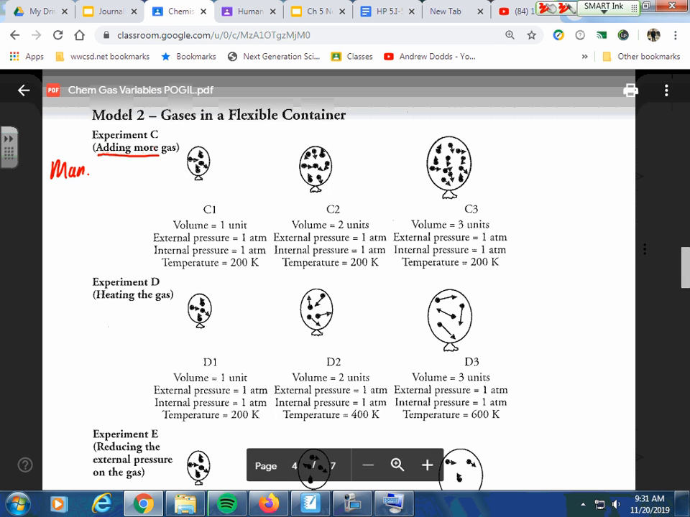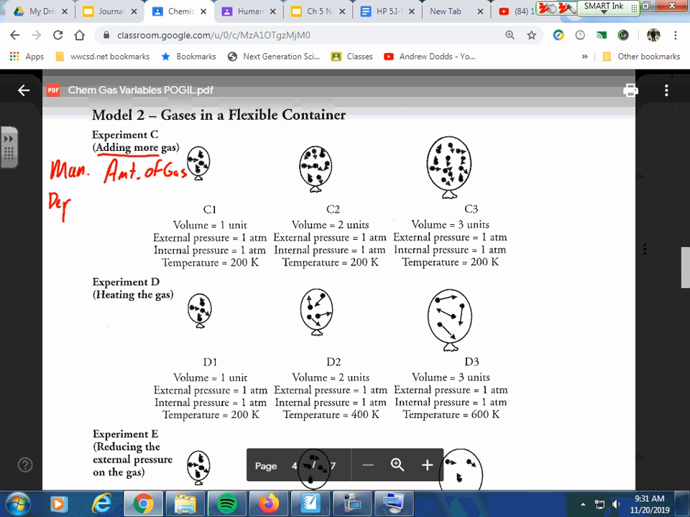Okay, so in this first model, we are adding more gas each time. So we start with 4 particles, and then we go to 8, and then maybe 12. I don't know what that is. But we're changing the amount of gas on purpose to see what happens. So that would be our manipulated variable.